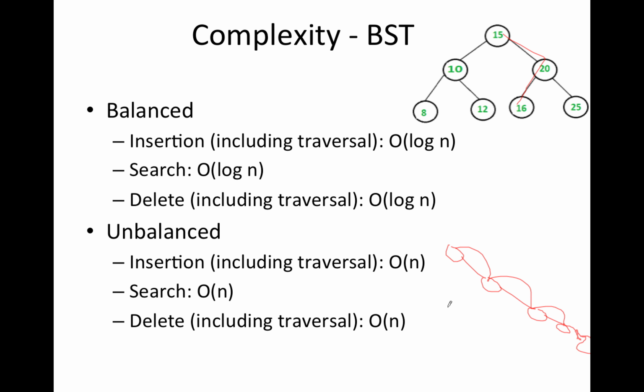And similarly, search can also be O of n, because if you want to look up this node here, you start from the root and you go all the way down looking for that node, and you look at n nodes on the way. So search in an unbalanced tree is O of n.